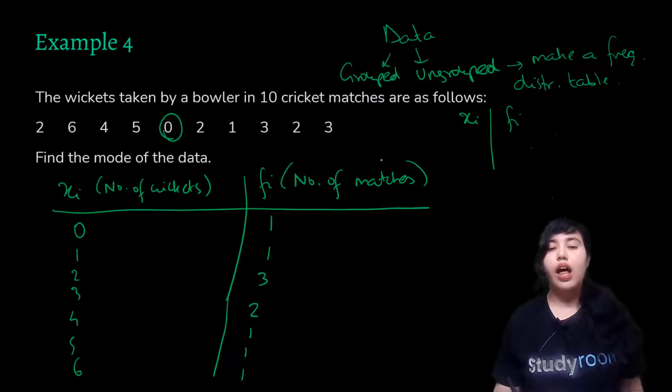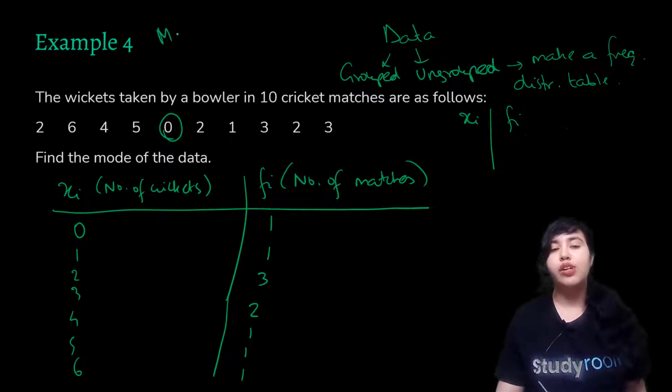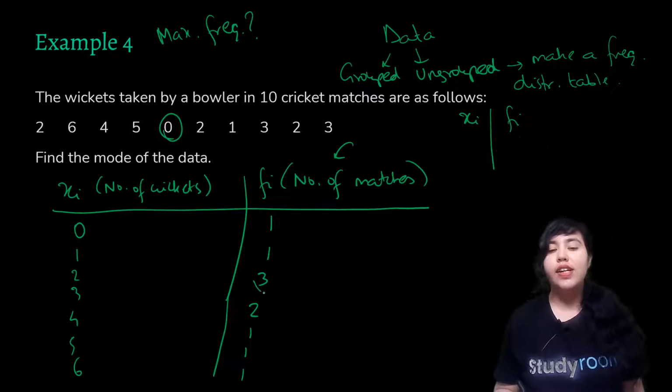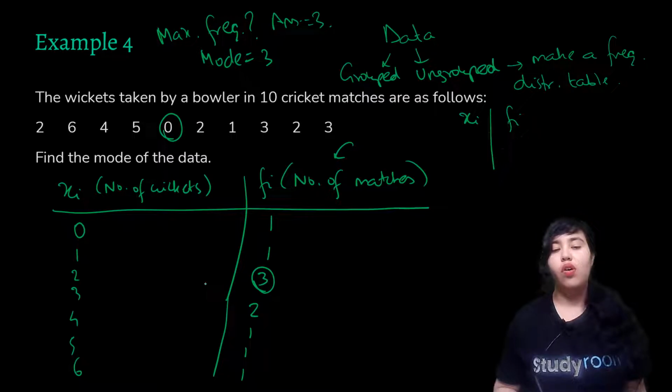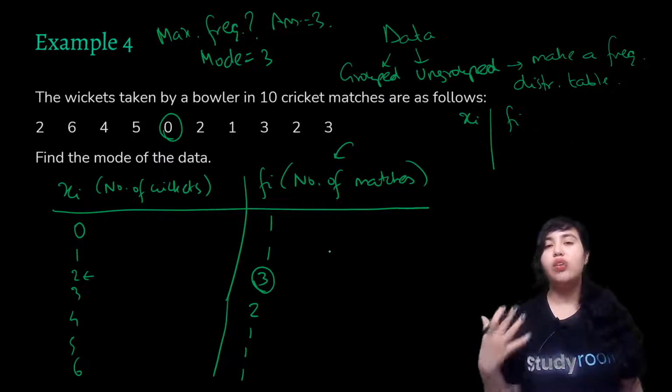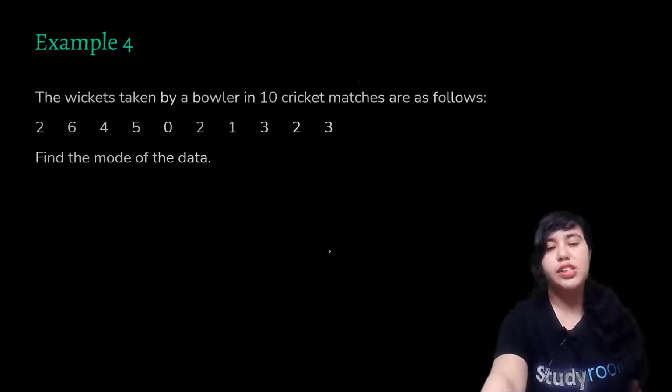Okay, so now identify the maximum frequency. To identify this maximum frequency, you need to refer to this column. And here obviously 3 is the maximum frequency. So your answer is 3. So what will be the mode of this data? The mode will be 3. Okay, so corresponding to this, the value is 2. Is it clear? So this is how you go about calculating mode for ungrouped data.